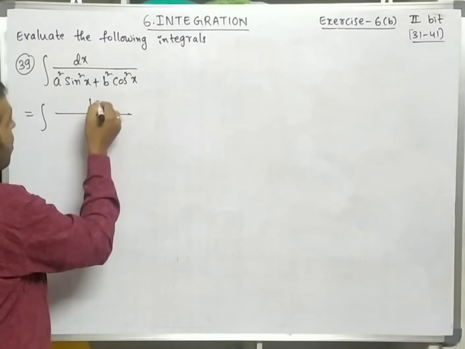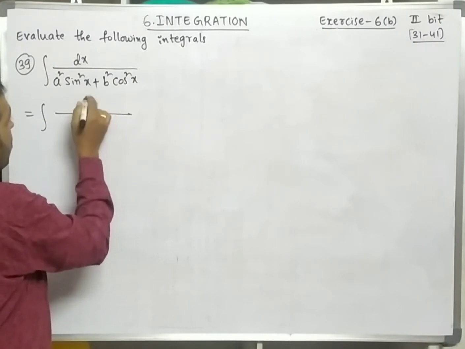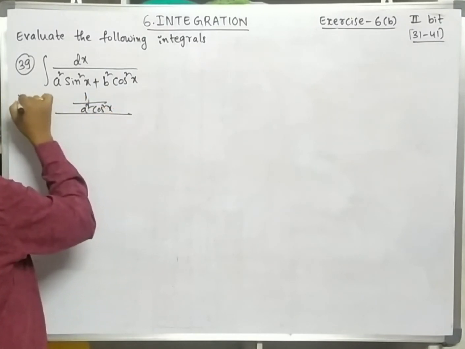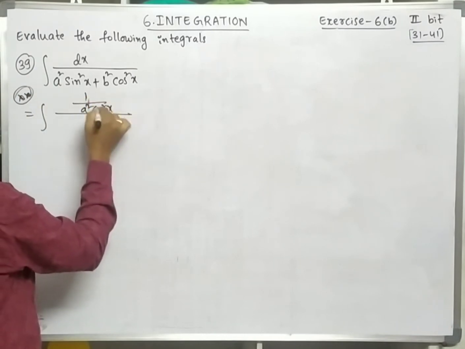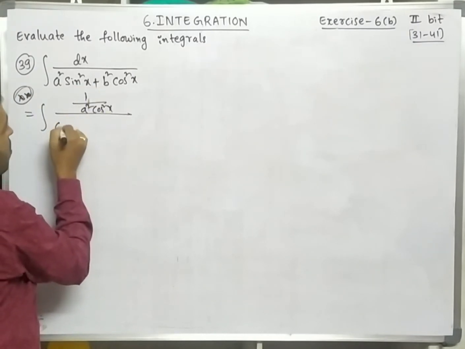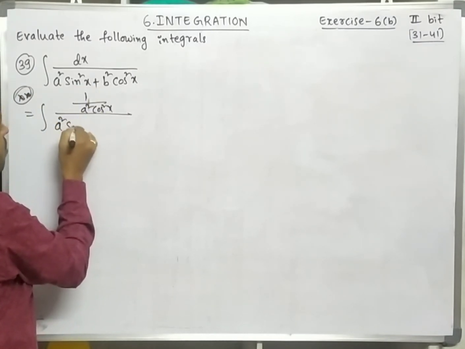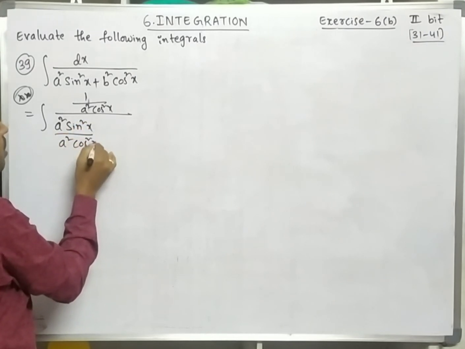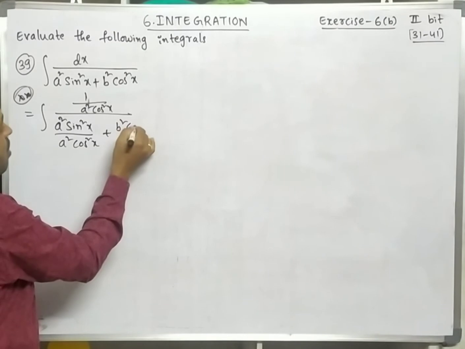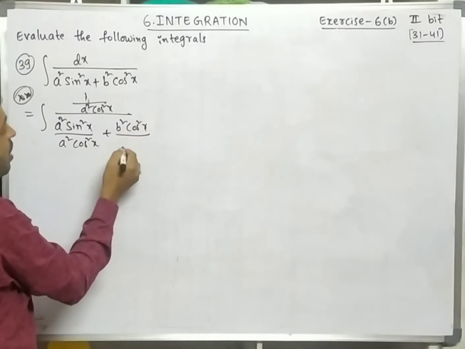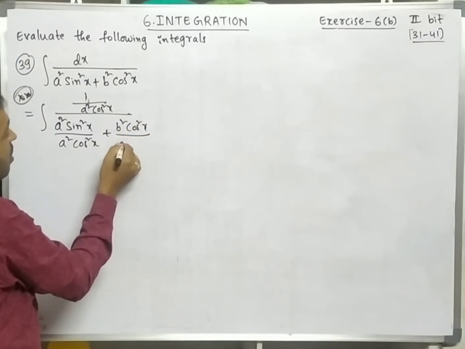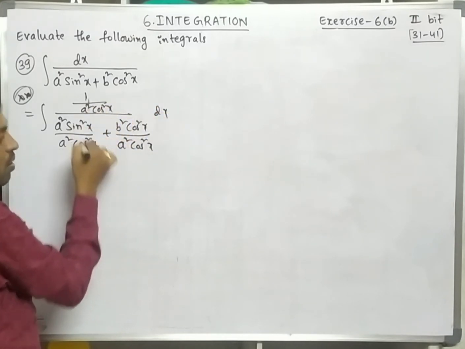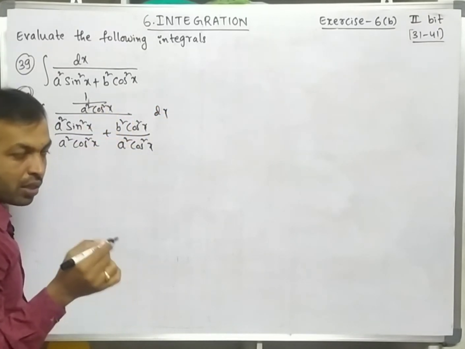So this is 1 by a square cos square x. Important step: divide numerator and every term with a square cos square x, sin square x by a square cos square x. Why? Because we convert it into the form of 1 by a square plus x square. So all terms are divided with a square cos square x, then no problem.